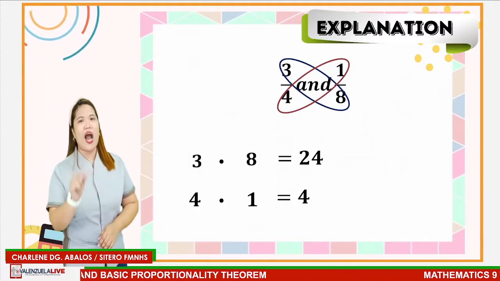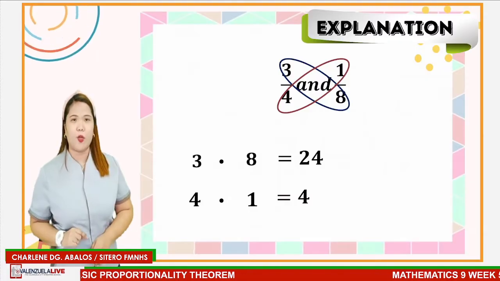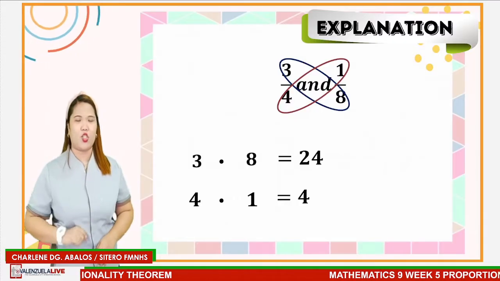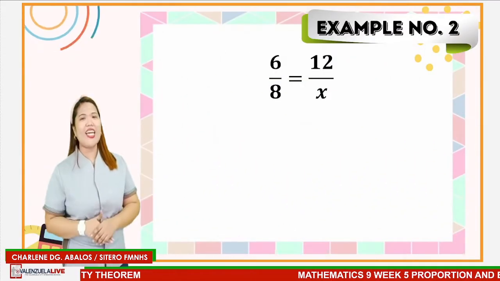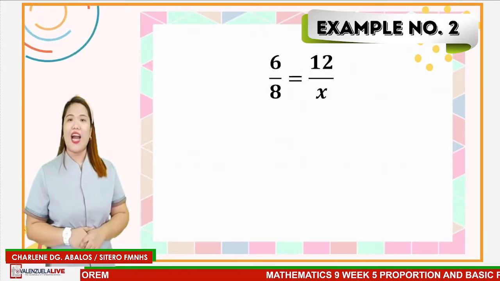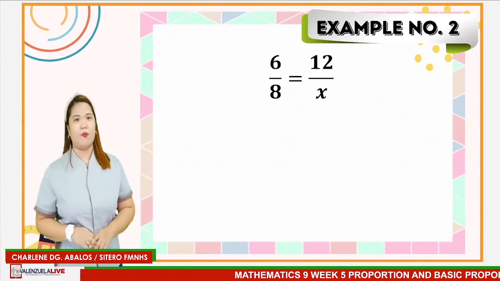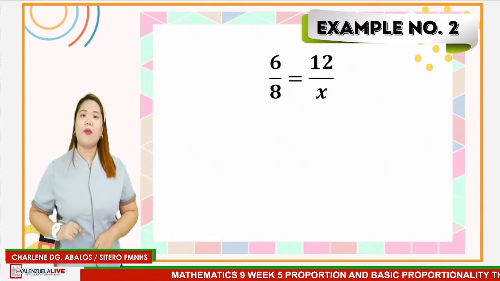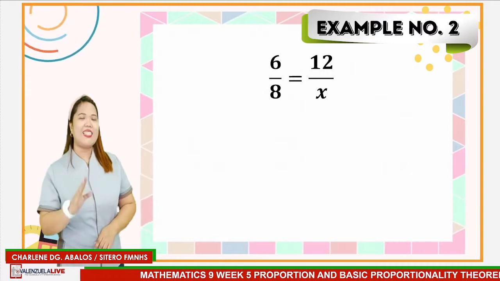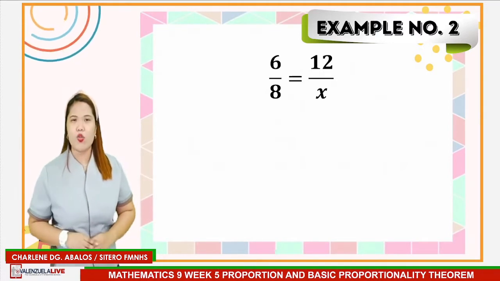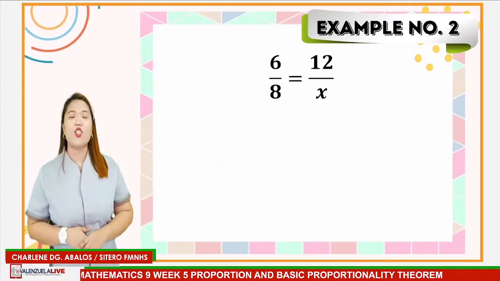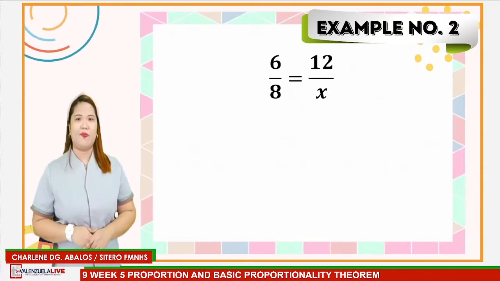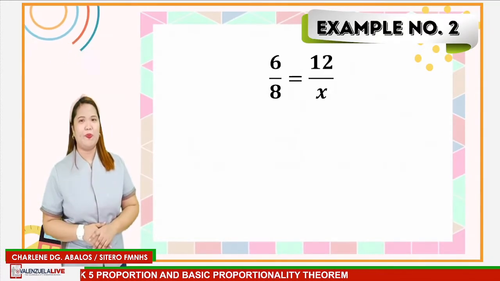Now that you already know how to determine if two ratios are proportional, let's proceed to another way of finding the missing term in a proportion. Just like in our first activity, we were asked to find the value of the unknown variable, but we used the multiplication property of equality or multiplicative inverse. As stated in your ADM, we can also use the cross product or cross multiplication property to find the missing term in a proportion.